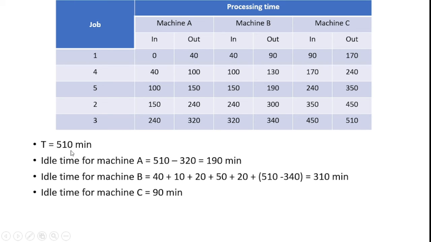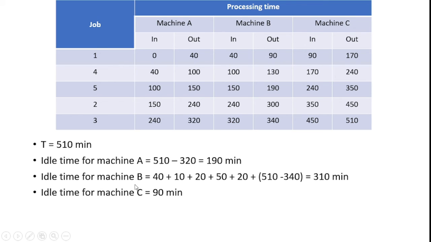Now the second step is that I should identify the idle time for every machine. For machine A, the idle time is the total elapsed time, 510, minus the processing time on machine A, which is 320. So 510 minus 320, I get 190 minutes of idle time for machine A.